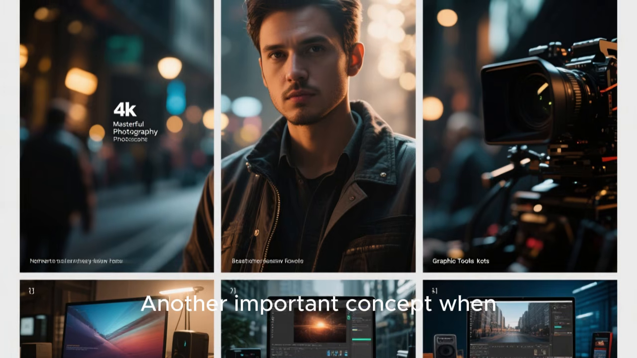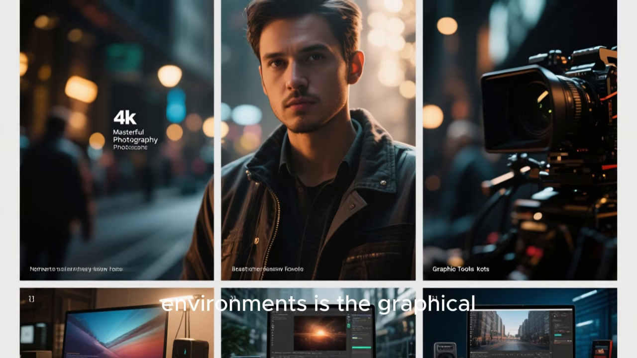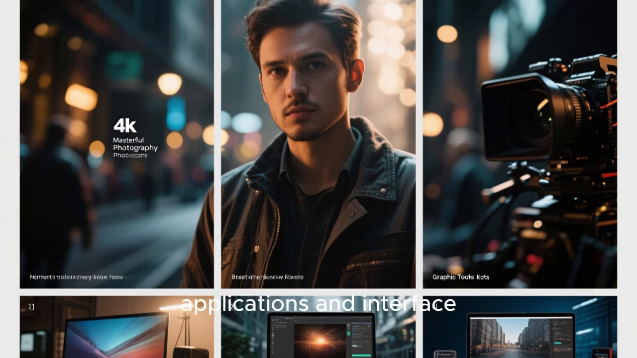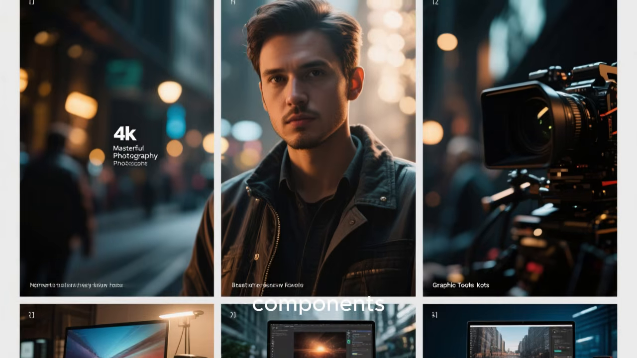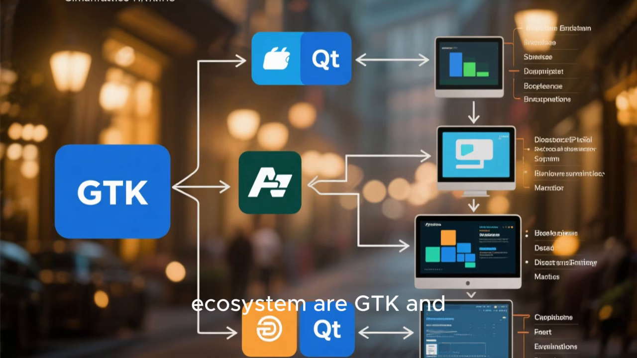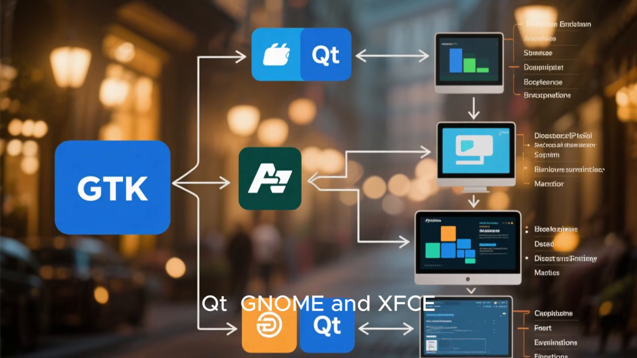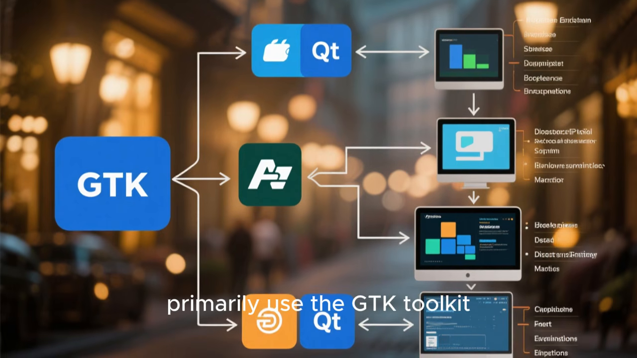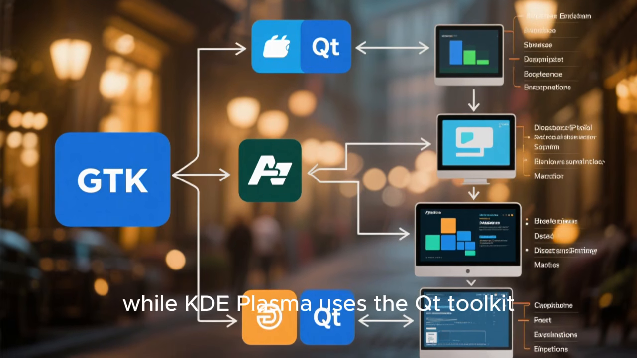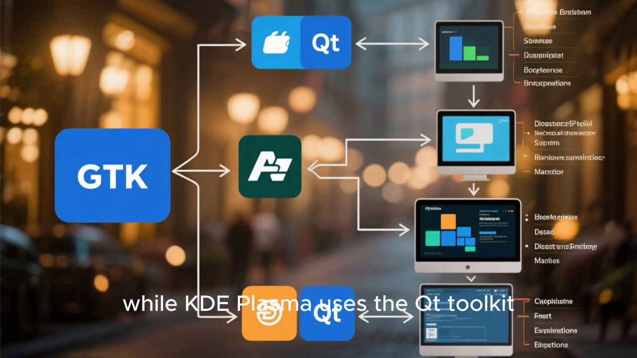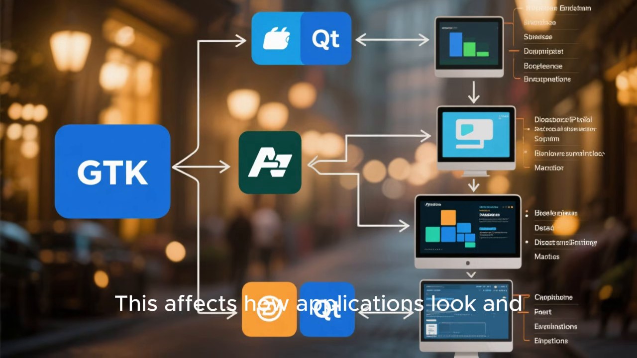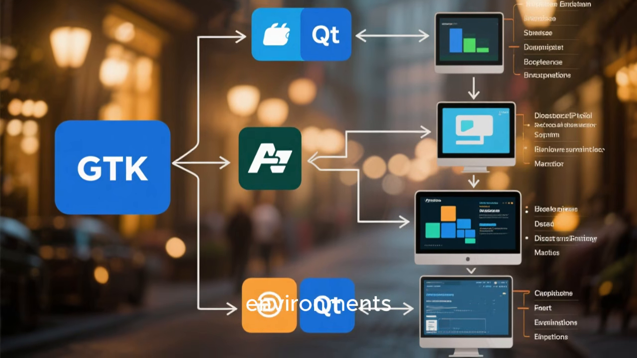Another important concept when discussing desktop environments is the graphical toolkit used to build applications and interface components. Two of the most common toolkits in the Linux ecosystem are GTK and Qt. Gnome and XFCE primarily use the GTK toolkit, while KDE Plasma uses the Qt toolkit. This affects how applications look and integrate with different desktop environments.